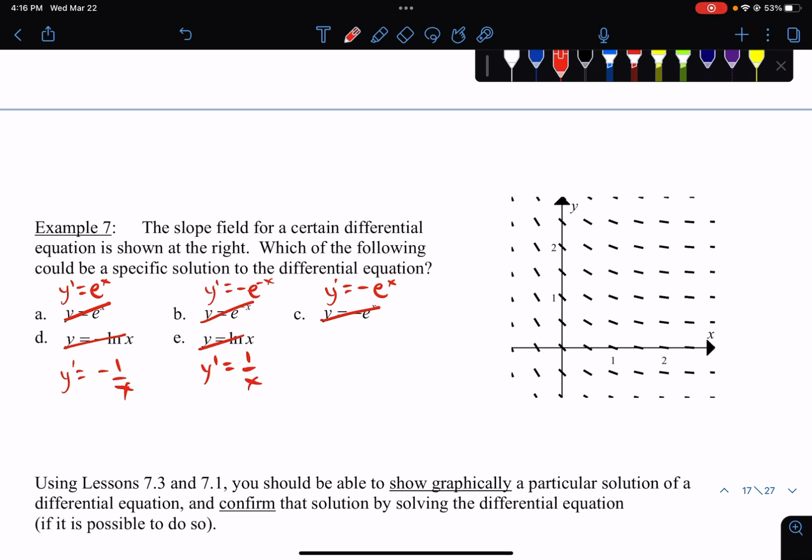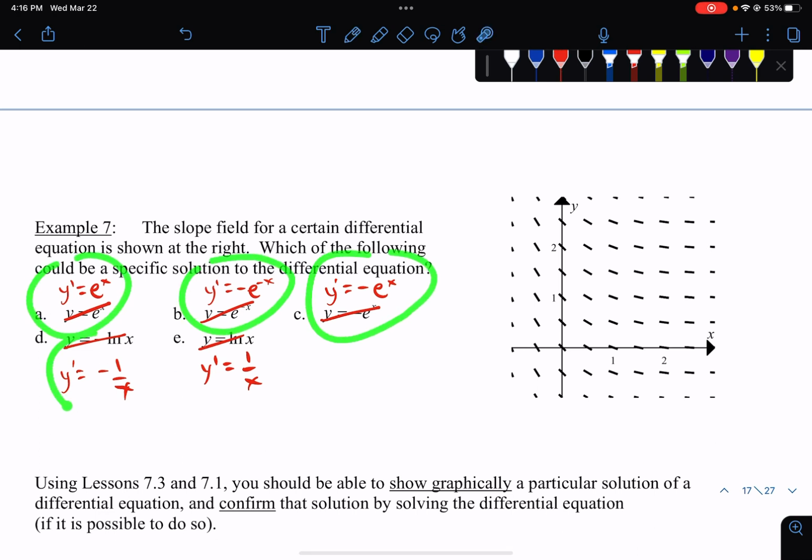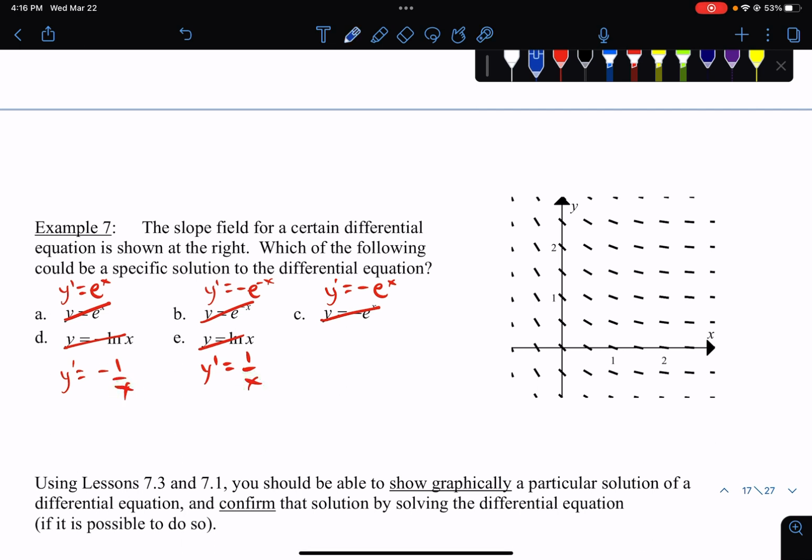Okay, so when I look at all of these slopes, 3 of them have an e to the x, and 2 of them are fractions with an x on the bottom, which means that x can't be 0. But when I look at my slope field, x being 0 is marked right there. So I can eliminate these 2 because it's okay for me to plug in x equals 0. That doesn't give me an issue.